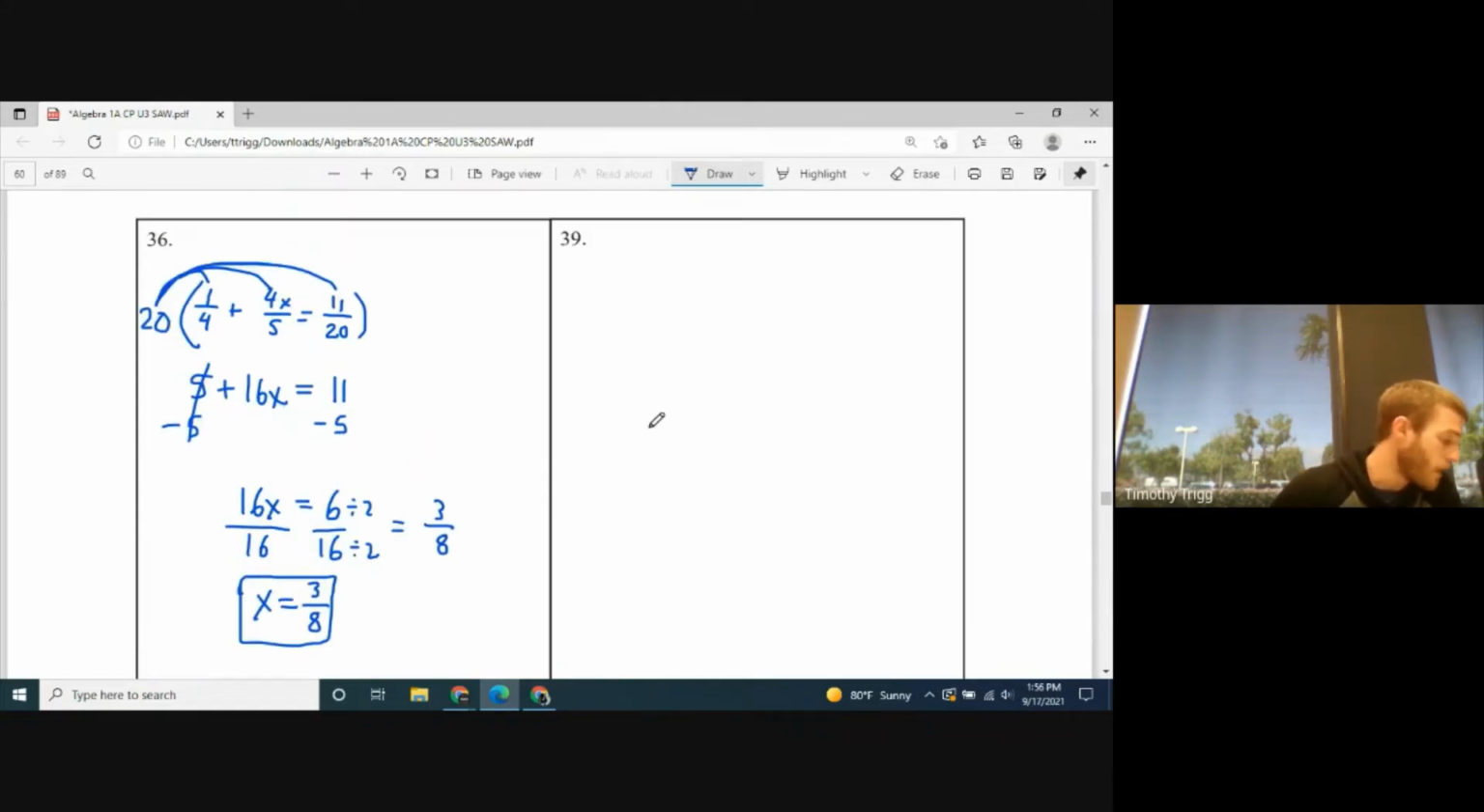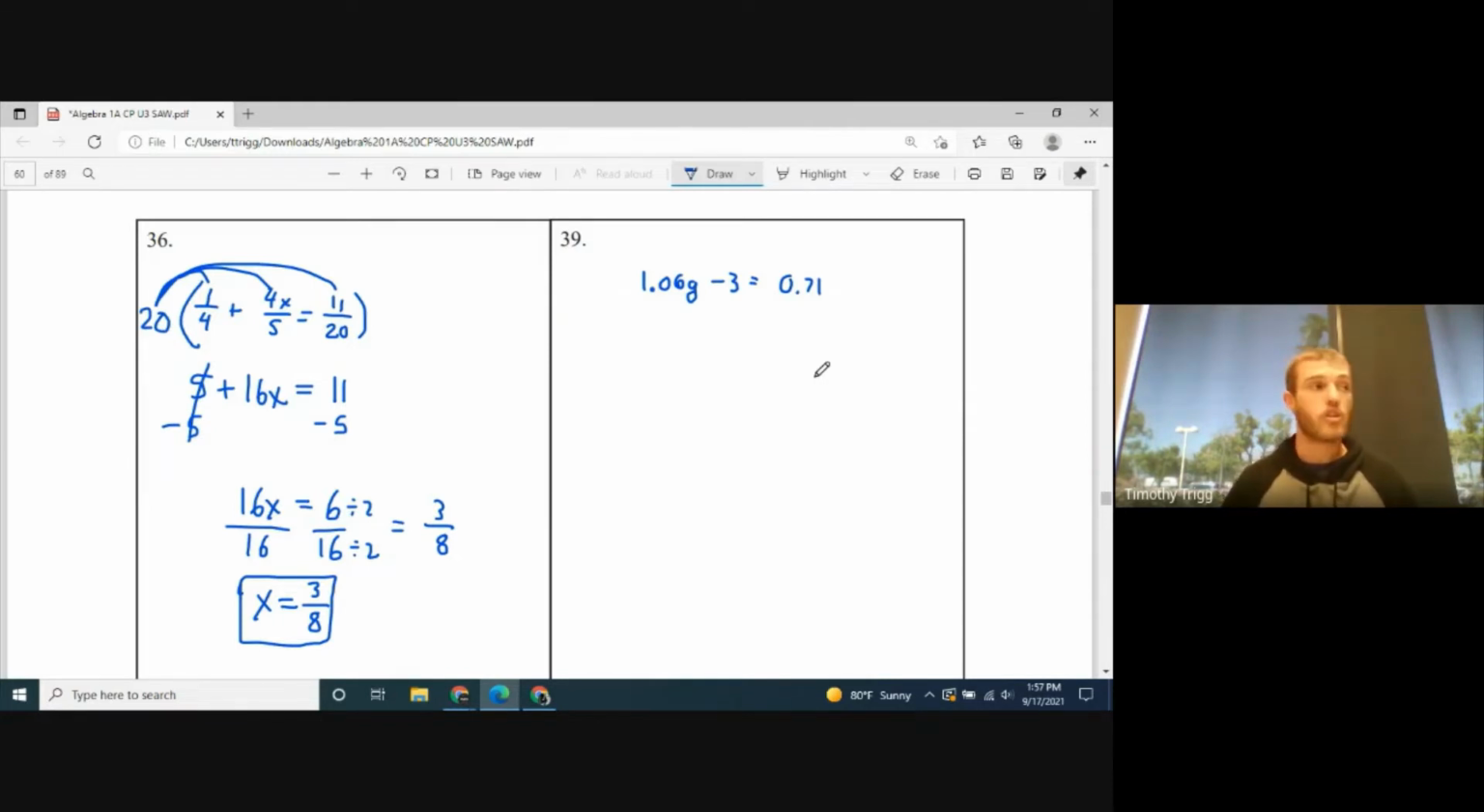Okay, 39. This one's a little bit easier. So 1.06 g minus 3 equals 0.71. So the thing here is decimals, you just treat them as normal numbers, okay? So don't worry about if it's a decimal or not.